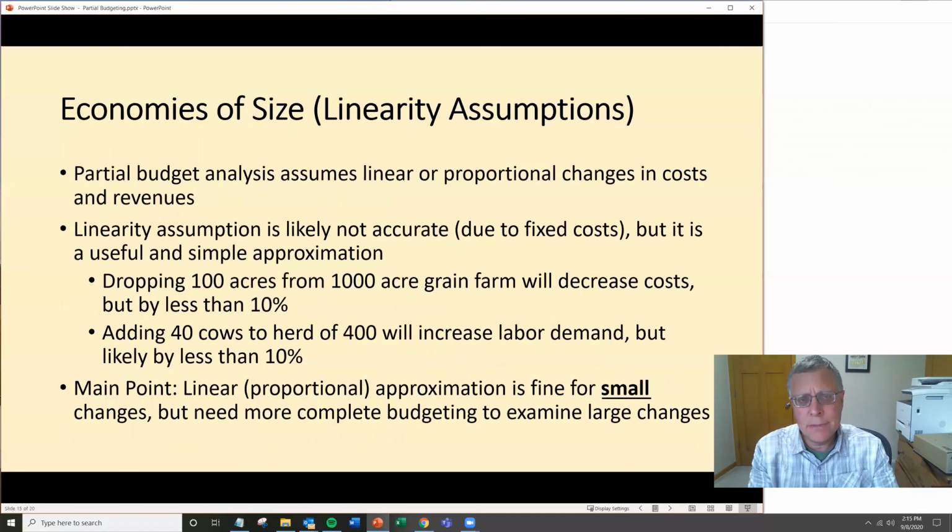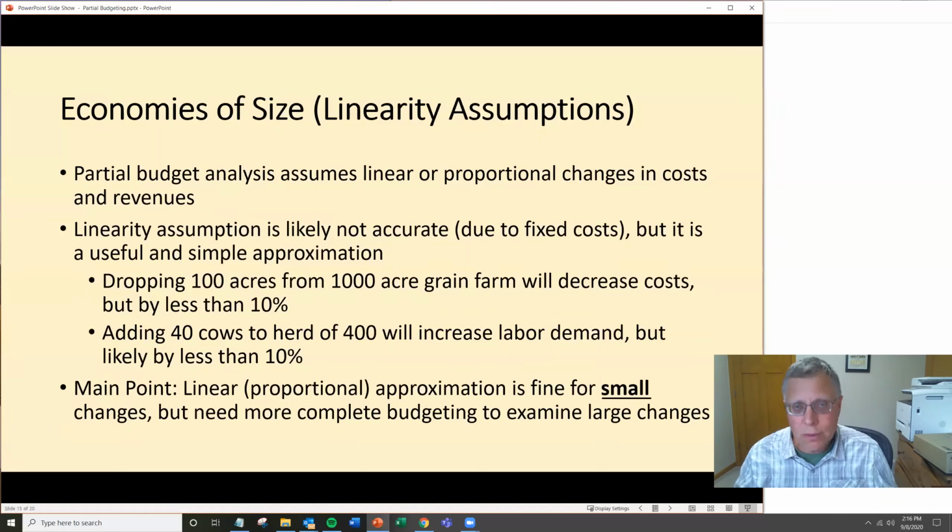Economies of size, or these linearity assumptions, are another major issue to think about. Most of these partial budget analyses assume linear or proportional changes in costs and revenues. It's likely not accurate because there are fixed costs running around in there, but it is a useful and simple approximation. If you have 1,000 acres and you drop 100 acres, your costs are going to decrease at the aggregate level, but probably by less than 10% because you've got some fixed costs that have to be paid no matter how many acres you're farming. Maybe it'll be simple just to use a 10% decrease assumption to see if it's worth dropping those 100 acres to do something else.